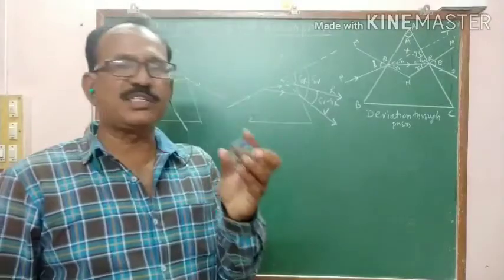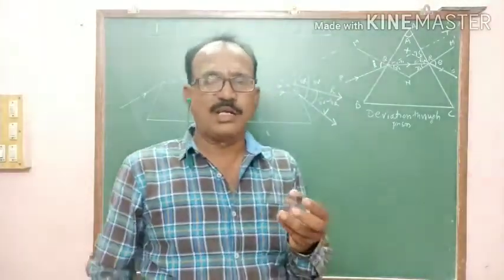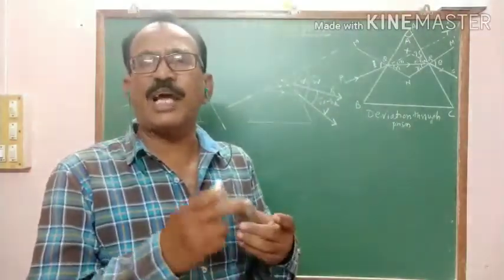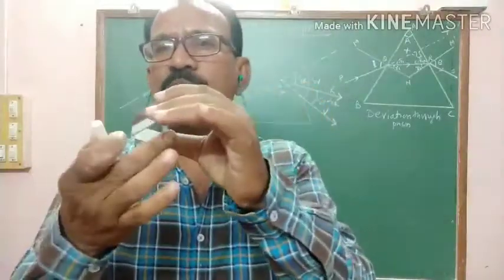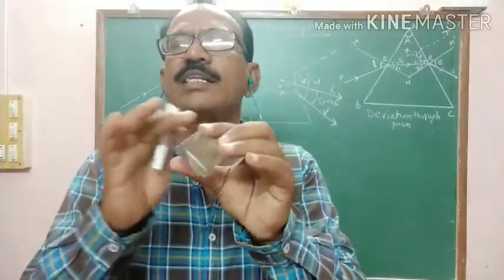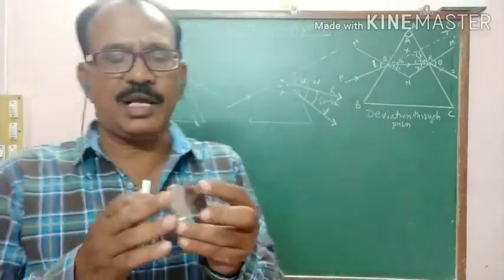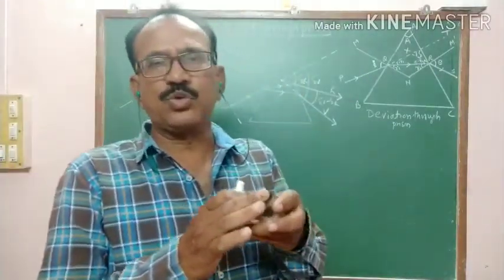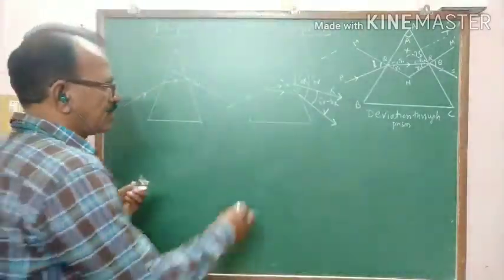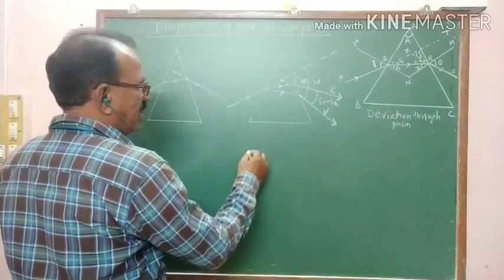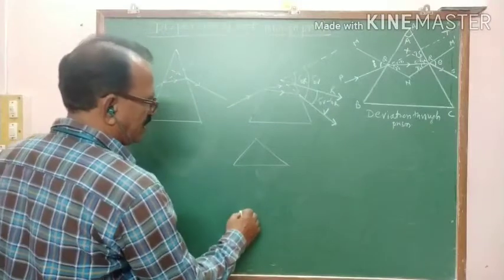Now look at here, this is the prism, and this prism is having 3 rectangular surfaces and 2 triangular surfaces. You see, these are the 2 triangles and these are the 3 rectangles. Here the angle between the 2 refracting surfaces is called the angle of the prism. I will draw the figure here. If these are the 2 triangles, this one and the second one is this one.